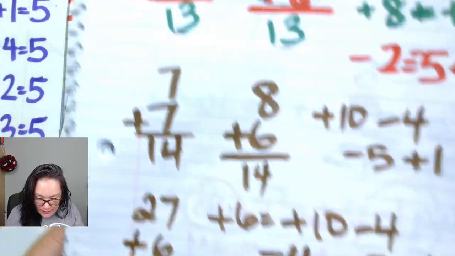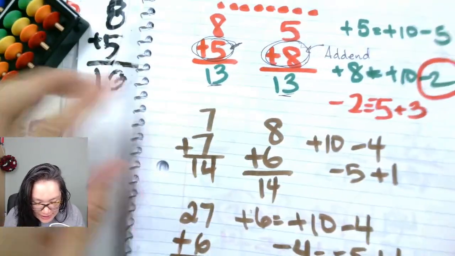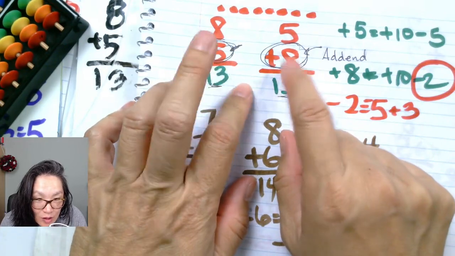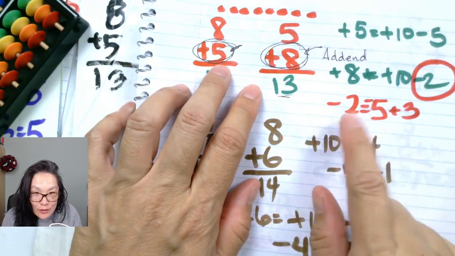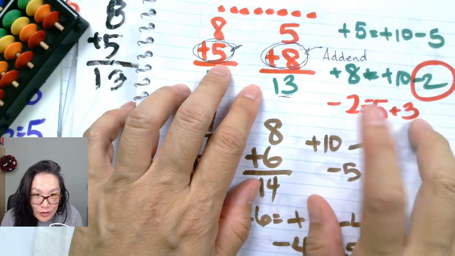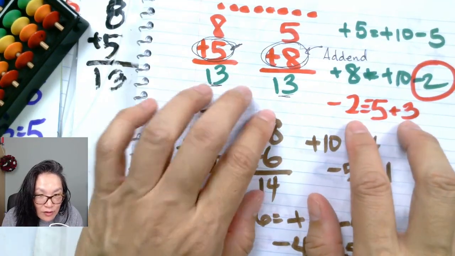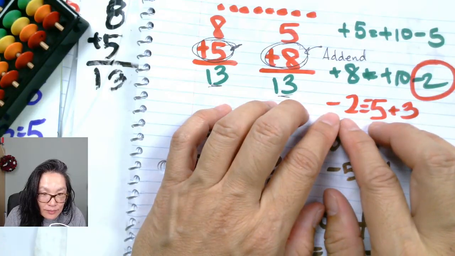Oh, I did it here again. So again, it's all about the add-in. But see, you were asking about the 2 and the 3. The 2 and the 3, these are pairs. These are friends.